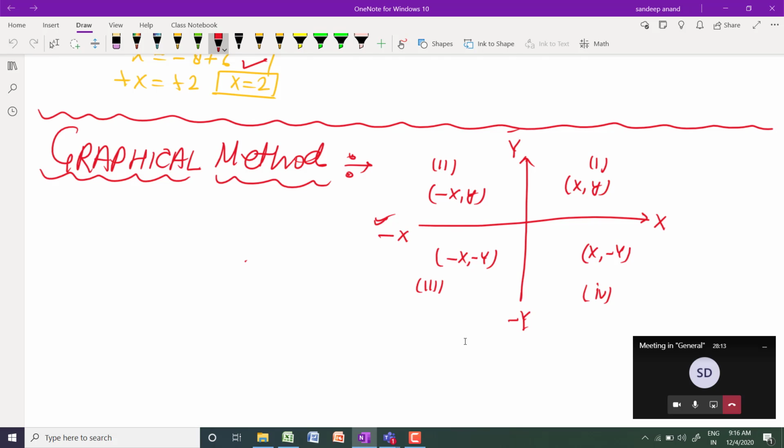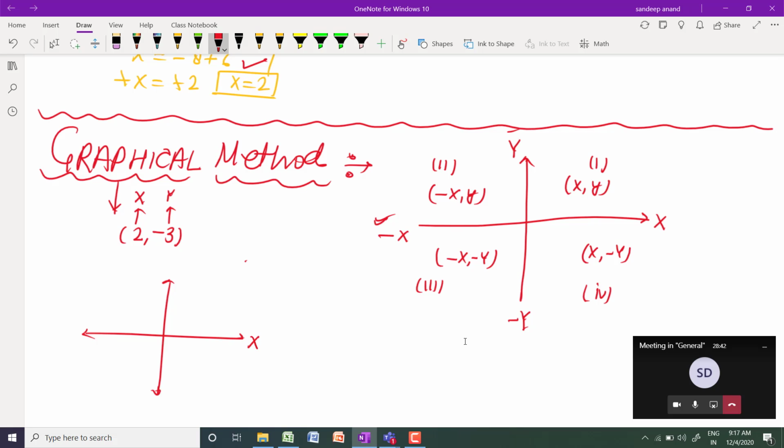So in the graphical method, suppose I want to locate (2, -3). The first value in the bracket represents the x variable and the second value represents the y variable. So if you want to locate (2, -3), how can you locate it? First, you write the x variable and the y variable.